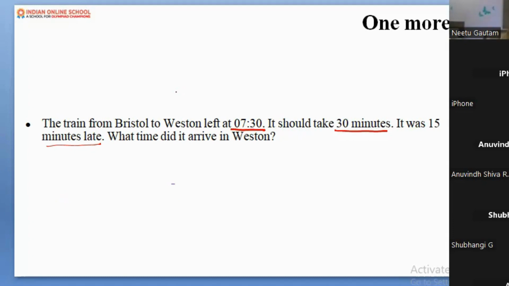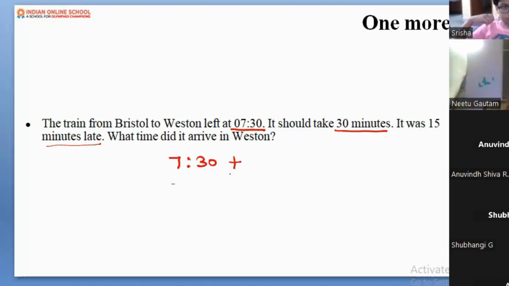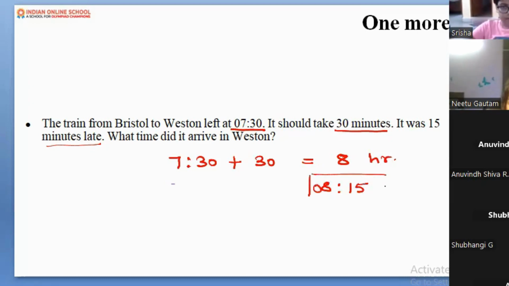Yes, Avantika and Sharon. Sharon, you can also answer me. 8:15. How is it 8:15? What have we done to find 8:15? With 7 hours, 30 minutes, plus 30 minutes, it became 8 hours. And it was 15 minutes late, and it became 8:15. Yes, very good. So our answer should be 8:15.